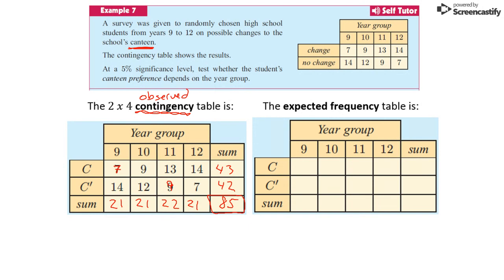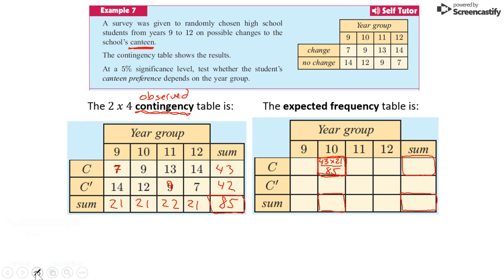So to calculate the expected frequency table, there is a way we can do this with our calculator, but I'm going to again go through the process of doing it by hand for a couple of the cells. For example, if I wanted to calculate the expected value for sophomores who want changes to the canteen, I would take the row total times the column total divided by the table total. So for that cell, that would be 43 times 21 divided by 85.